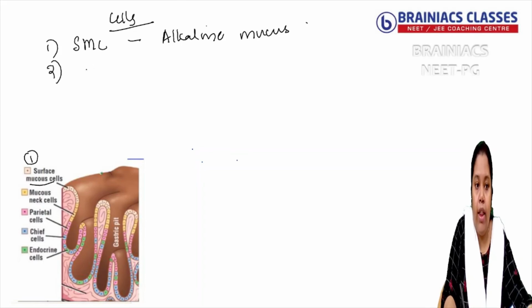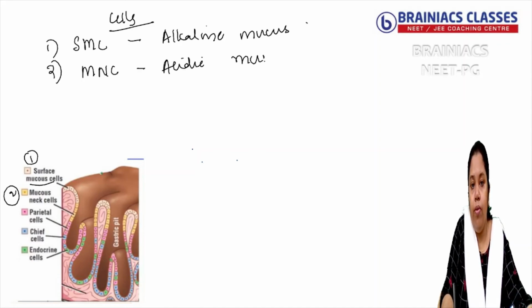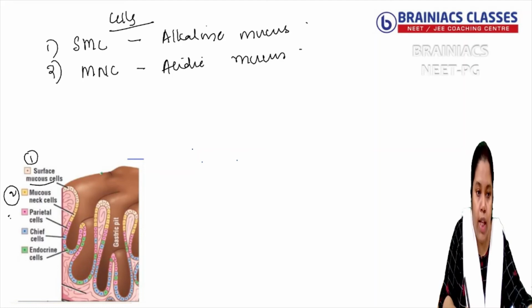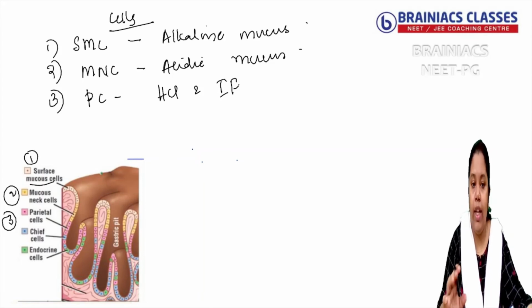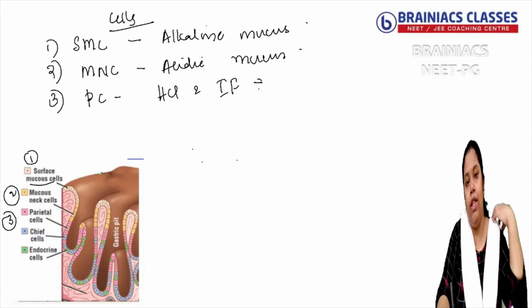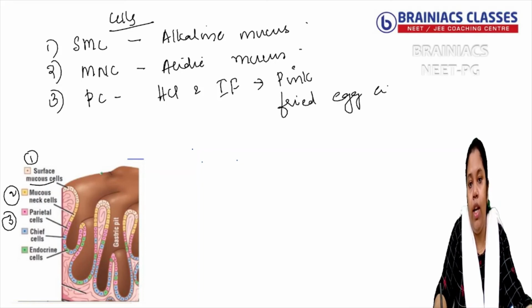The second cells are the mucus neck cells, and they will secrete acidic mucus. The third are the parietal cells. What will they secrete? They will secrete HCl and intrinsic factor, and these cells appear pink in color and have a fried egg appearance.